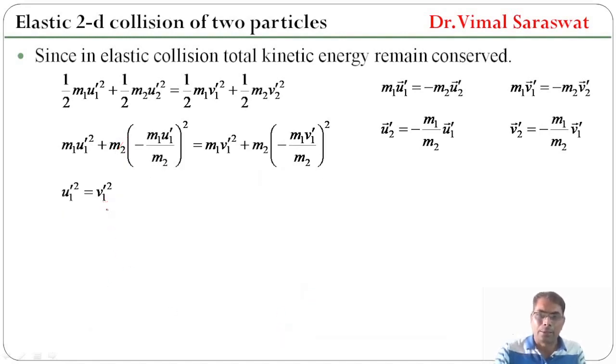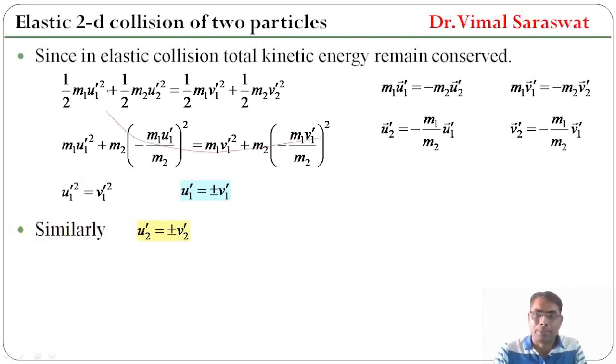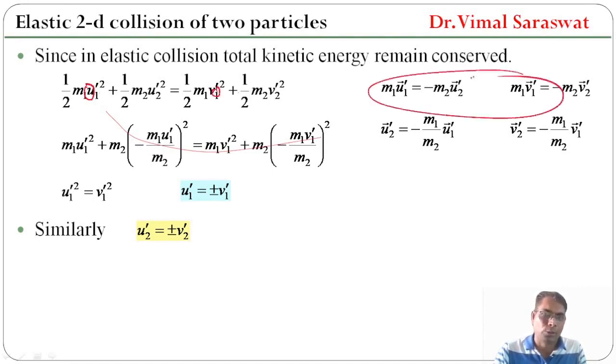So u1 dash square equal to v1 dash square, and from here u1 dash equal to plus minus v1 dash. So we take the square root on either side and we get u1 dash equal to plus minus v1 dash. Similarly, we can get u2 dash equal to plus minus v2 dash. So we just replace u1 dash and v1 dash using these two equations in terms of u2 dash and v2 dash. So we get this relation.